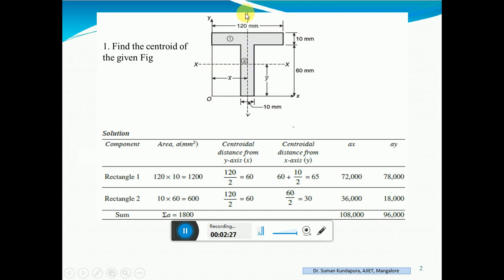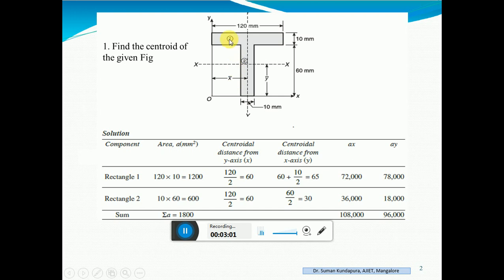Here this y axis and this x axis are the centroidal axes, which pass through the middle of the figure. In this case, you know that for this T section, if I fold this lamina along the y axis, the left portion and the right portion will coincide. So you know that it is symmetrical about the y axis. So the x bar from this reference y axis is constant throughout.